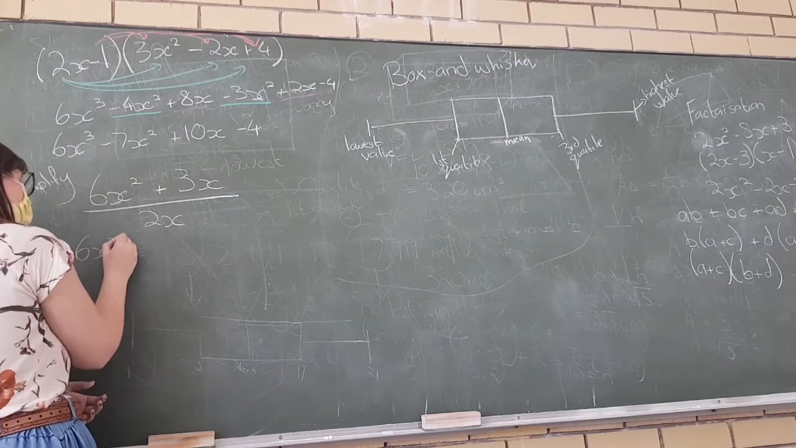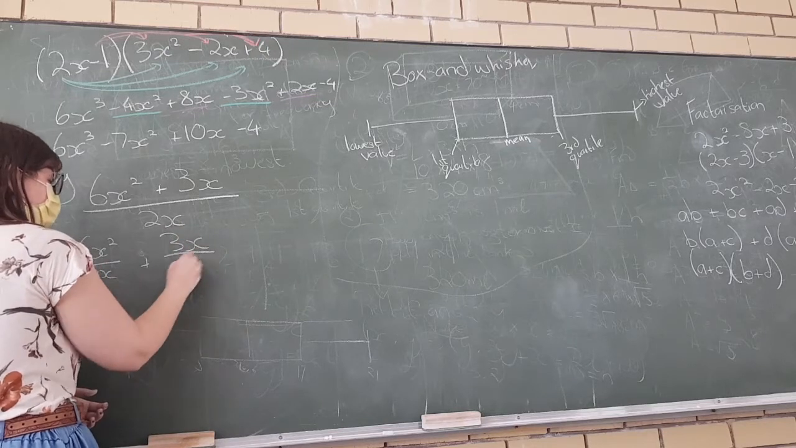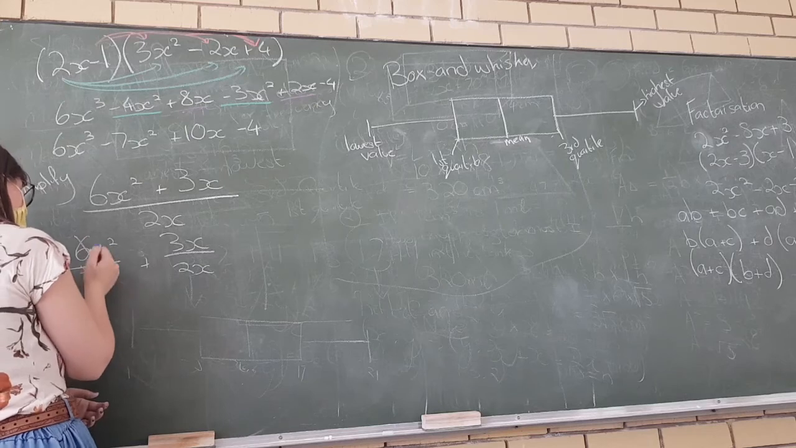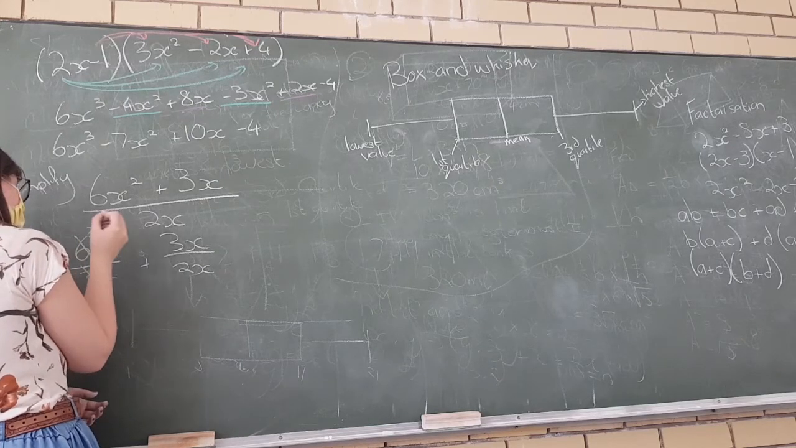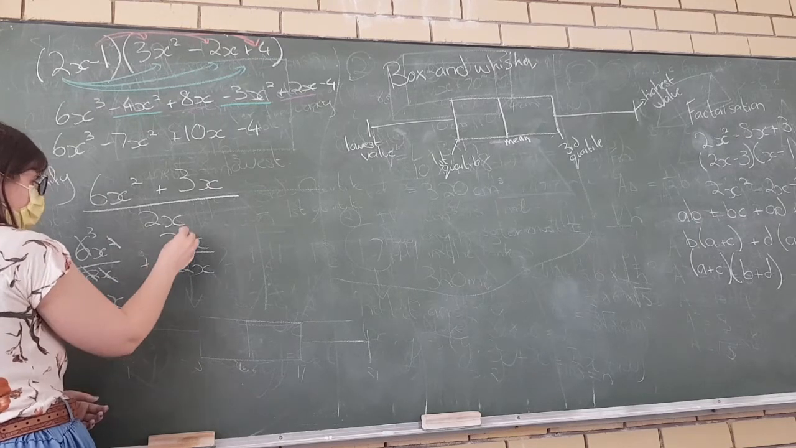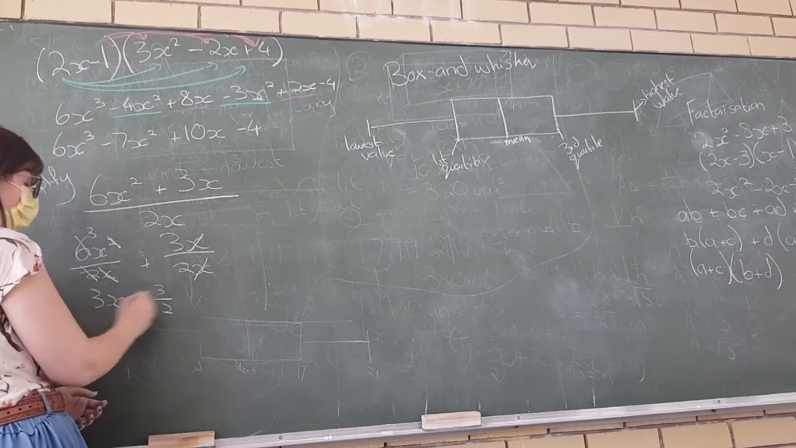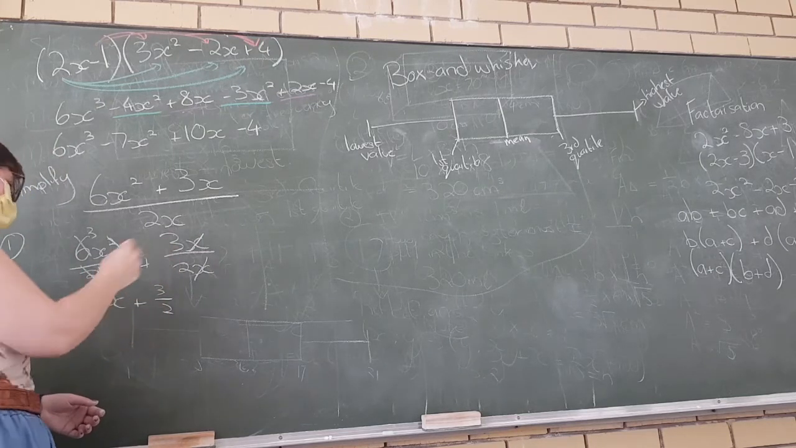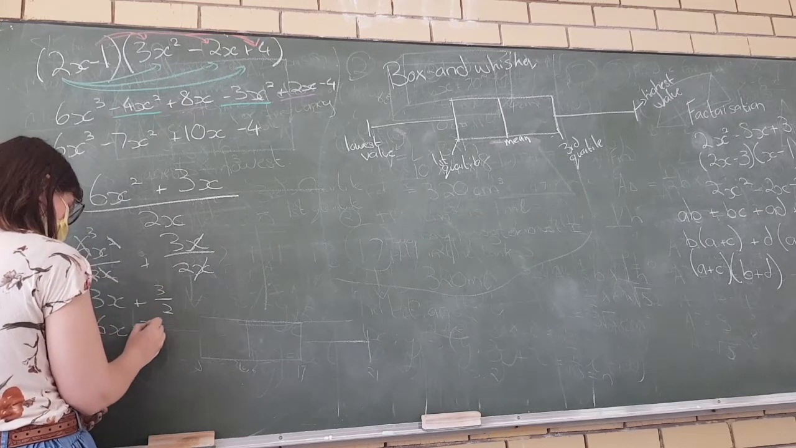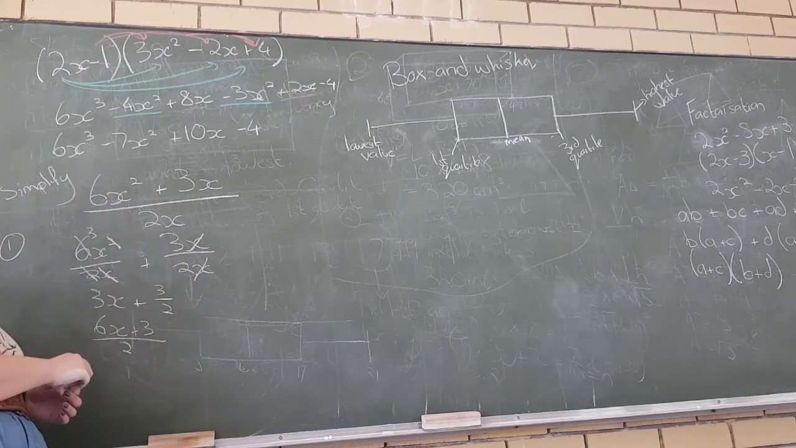We've got 6x squared over 2x plus 3x over 2x. Alright, so the 2 cancels with the 6 and leaves us with 3x. We start with 3x plus, the 2 and 3 can't do anything, but our x's cancel, so 3 over 2. But now we've got to make it one fraction again. So we times this by 2, so it'll be 6x plus 3 over 2.